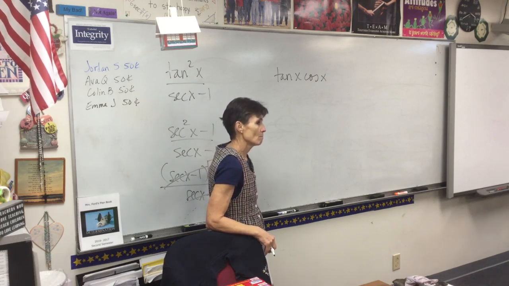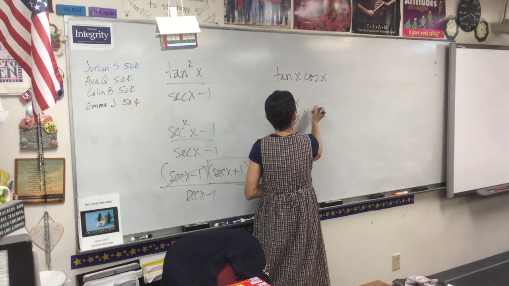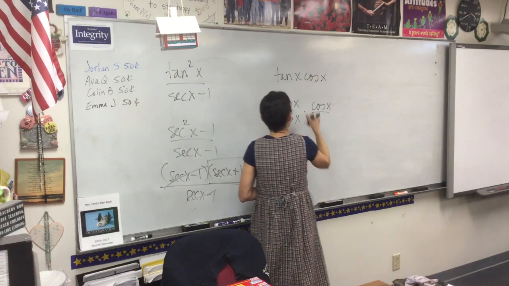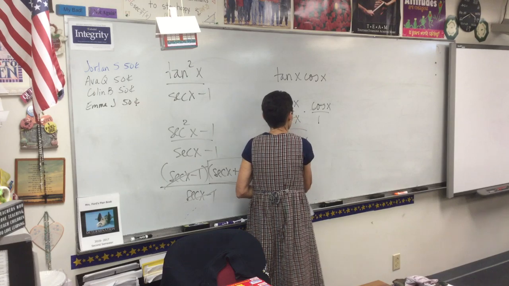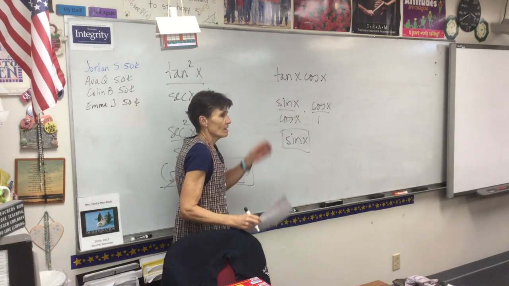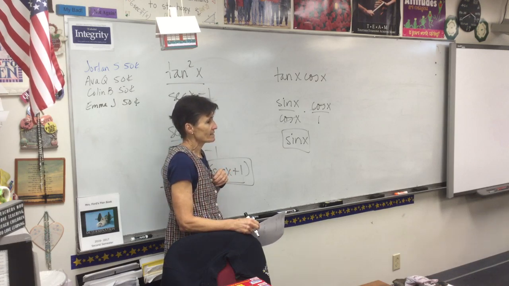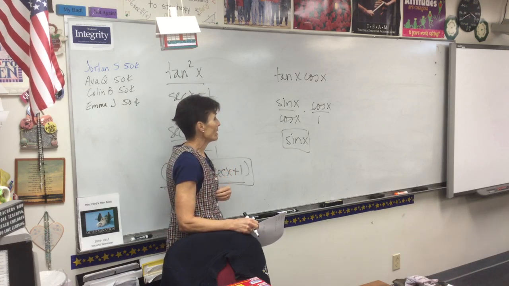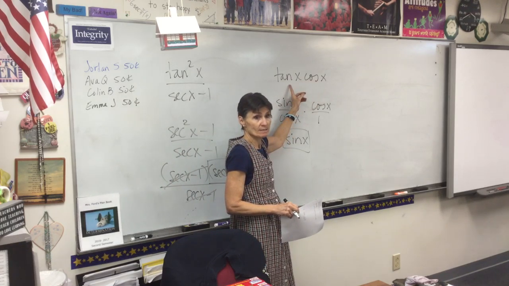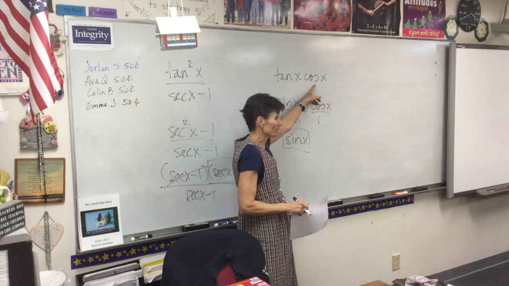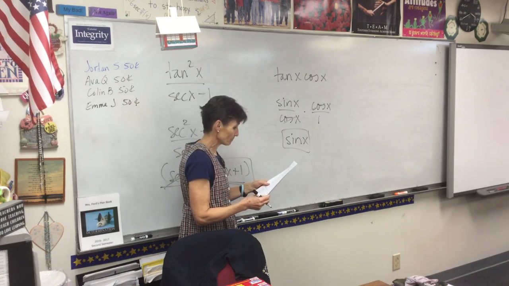What's tangent? Sine over cosine. Cosine over 1. And what happens when we multiply sine over cosine times cosine? We get sine x. That's it. Almost always, kids, I said this before. Almost always, you want to leave your sines and cosines. Rewrite everything else. So we'll rewrite tangent, but leave your cosine. Don't write it as 1 over secant or something.